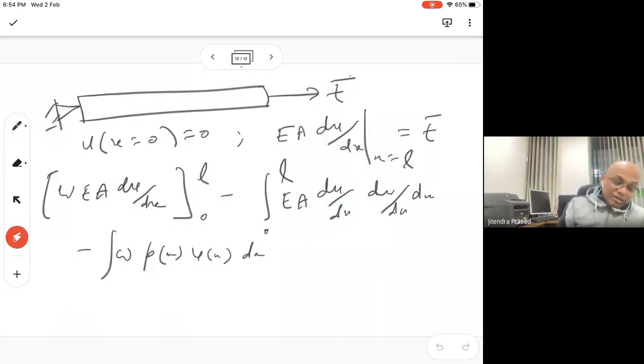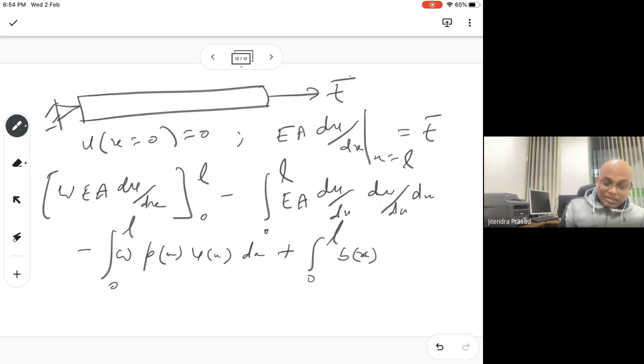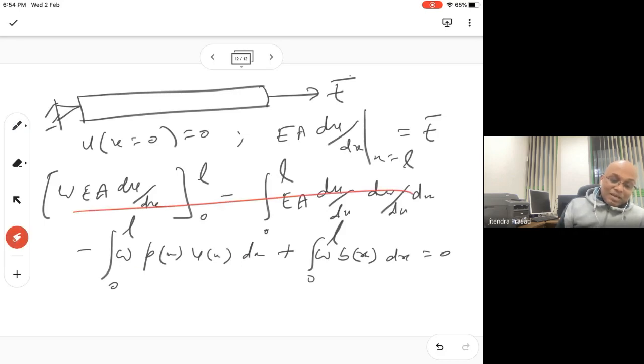Okay, so you got this as well, and then you will have plus, of course, 0 to L. So 0 to L, then bx dx is equal to 0. You have w term as well. So you see, we have done that.